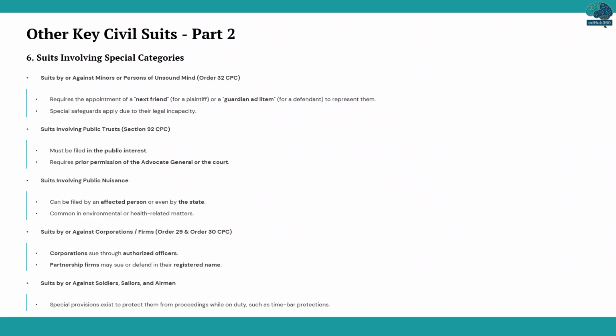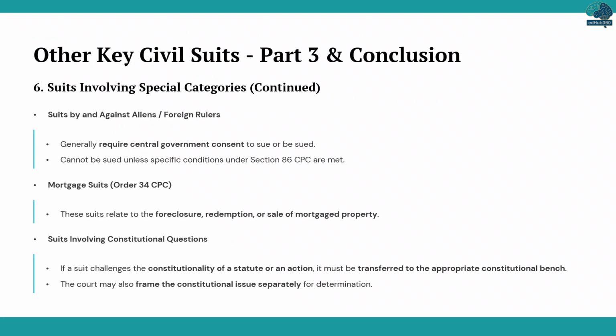Suits involving public nuisance can be filed by an affected person or even by the state, common in environmental matters. Suits by or against corporations or firms, Order 29 and 30 CPC, involve corporations suing through authorized officers, and partnership firms suing or defending in their registered name. Lastly, suits by or against soldiers, sailors, and airmen have special provisions to protect them from proceedings while on duty, such as time bar protections.